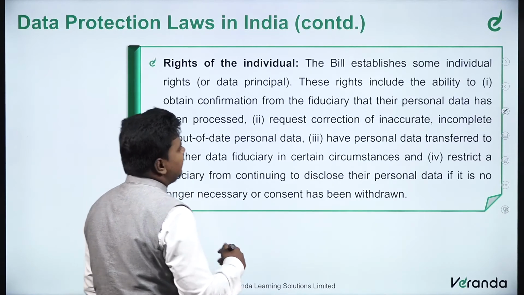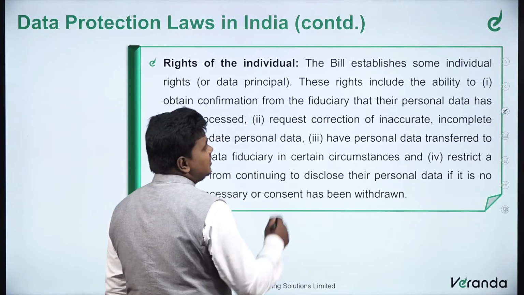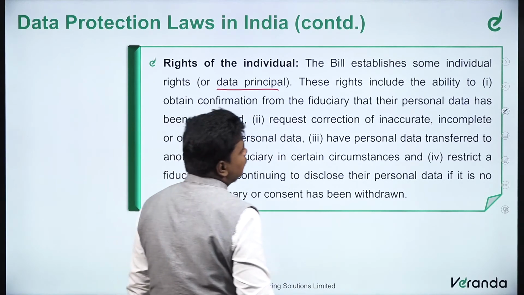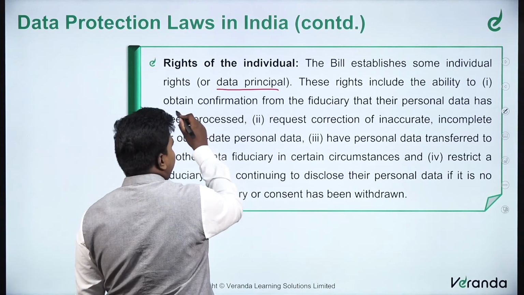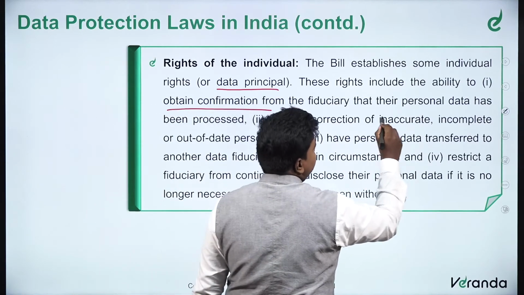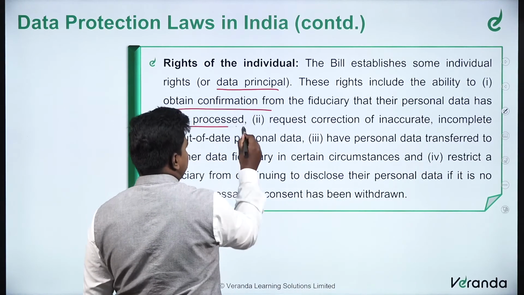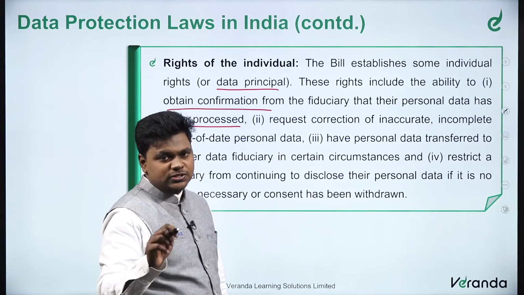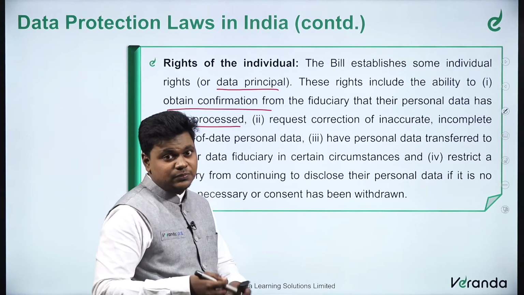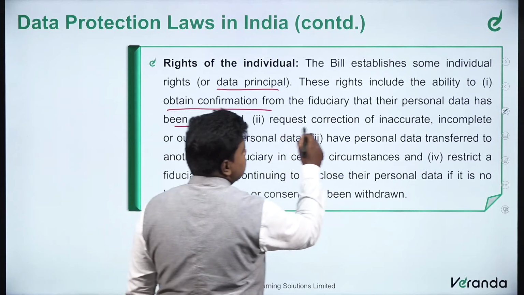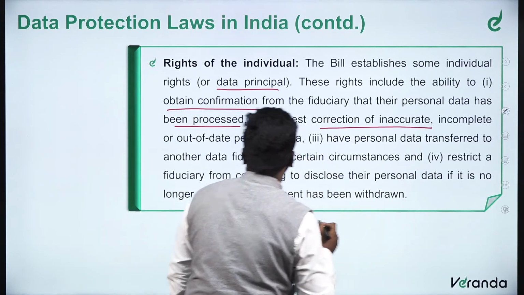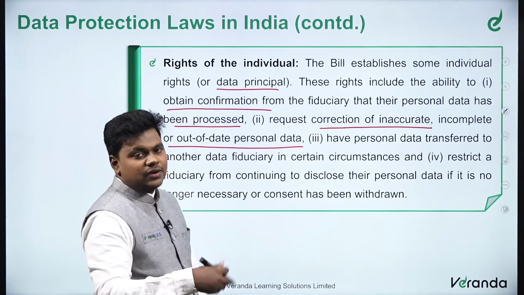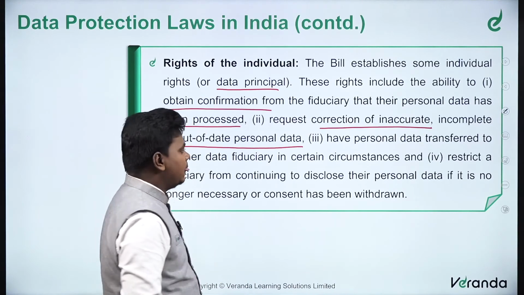Further, the rights of the individual. The bill establishes some individual rights as data principal. These rights include the ability to obtain confirmation from the fiduciary that their personal data has been processed. So before any data is collected, the individual must be asked so that the data can be shared. Also, the right to request correction of inaccurate, incomplete and out of date personal data. So the data which is shared should be up to date.